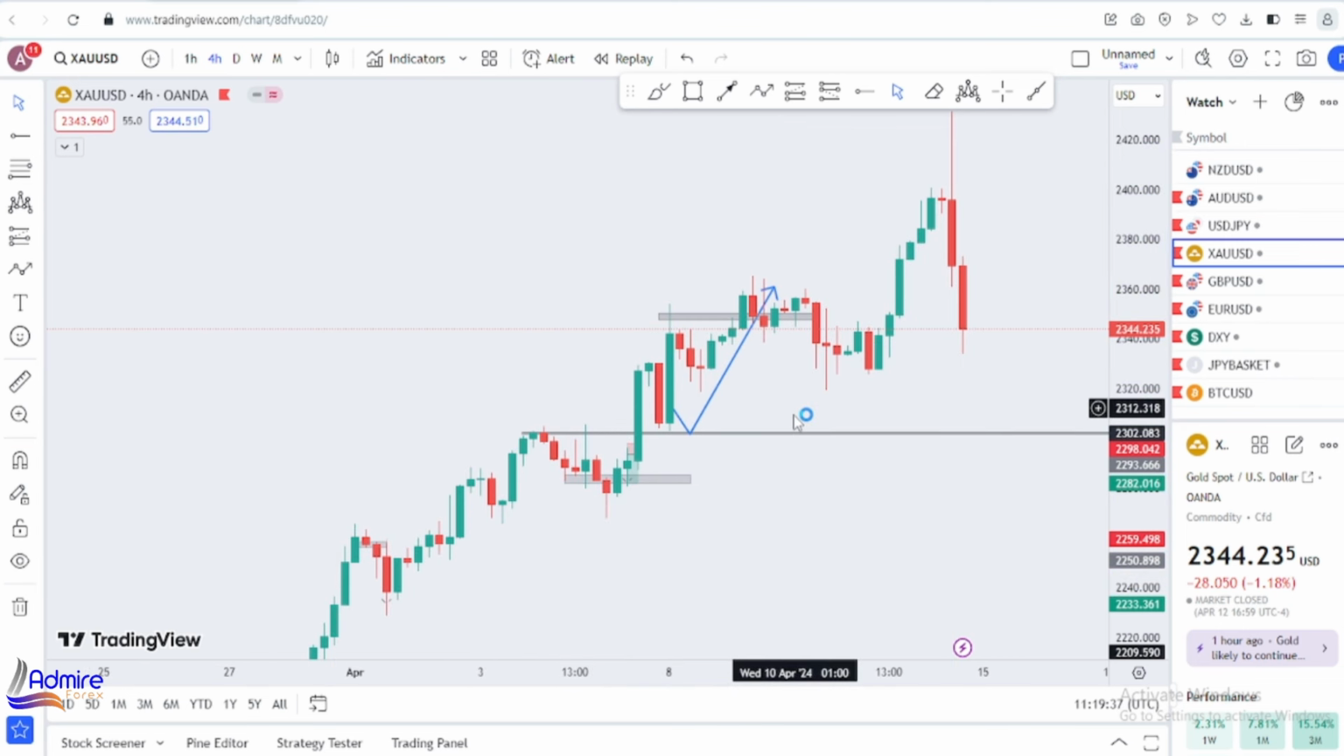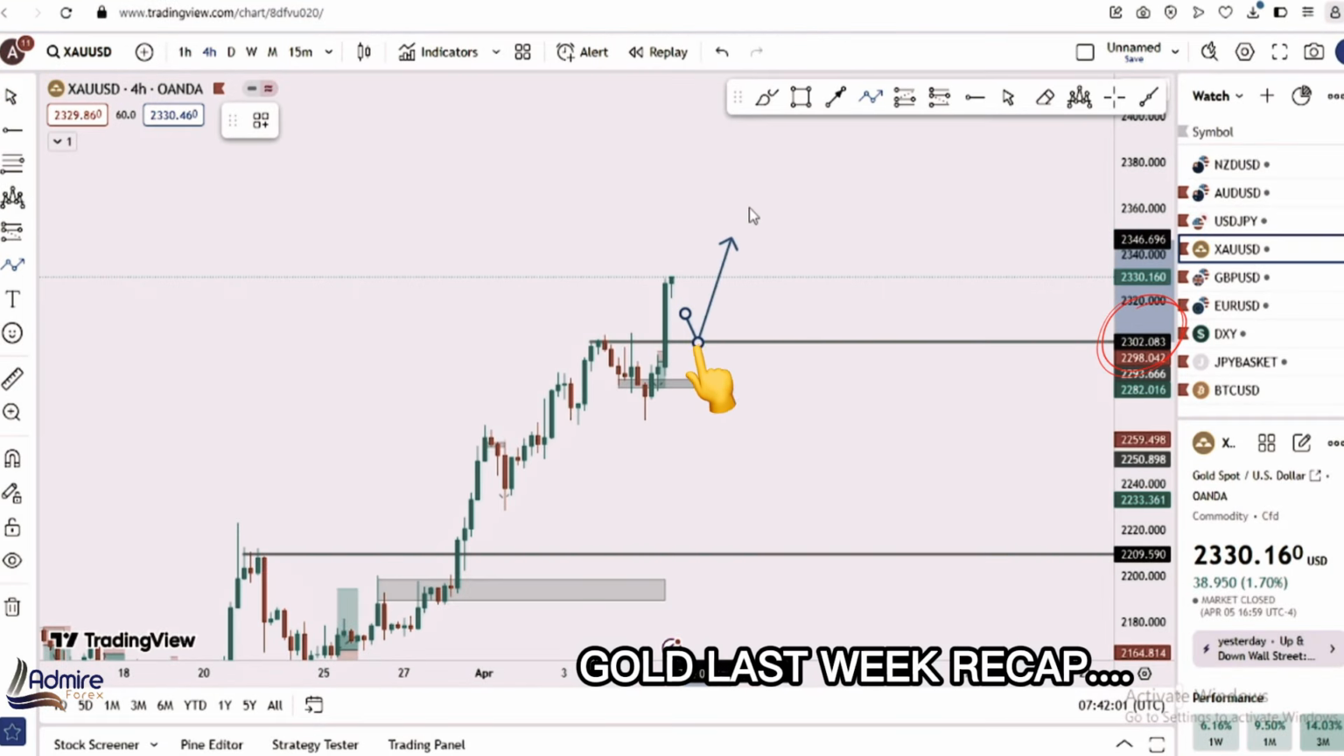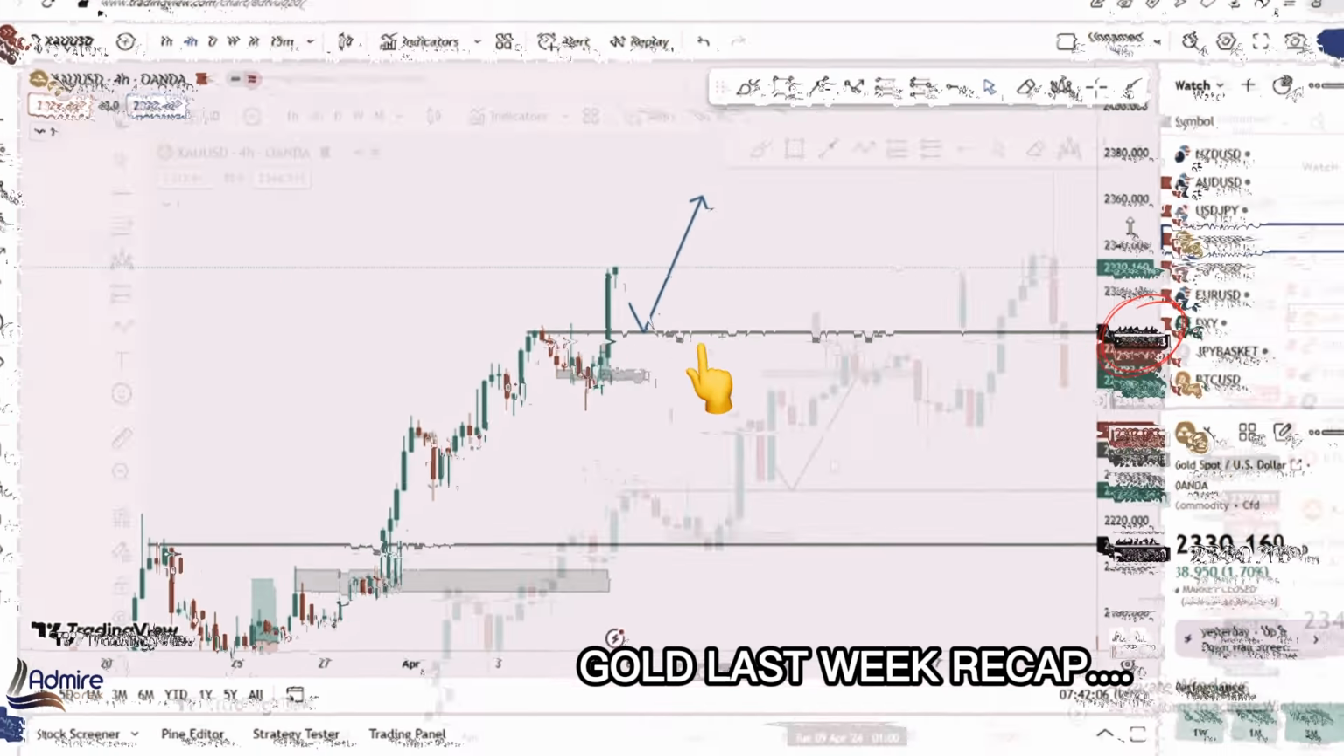Unfortunately, I was so focused on Euro USD and I missed this trade. Price practically played out just like we anticipated. So if you missed our last week video and you think we are capping, here is the video. Price retests this zone and pushes continuations to the upside for gold.